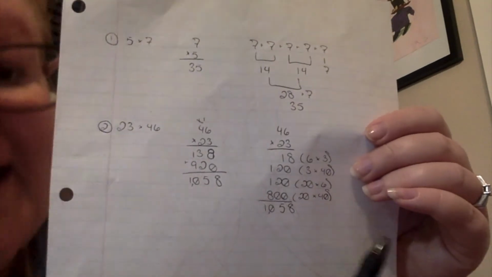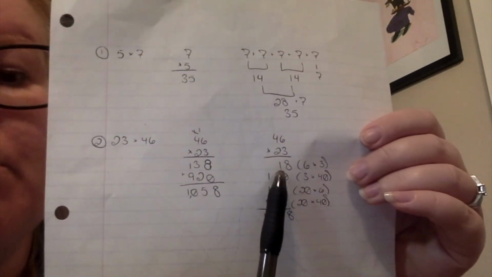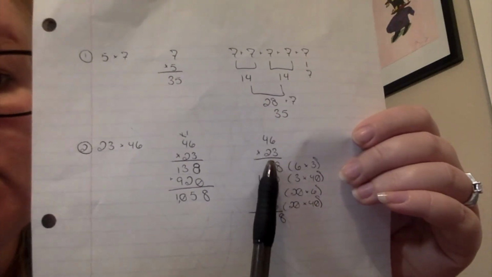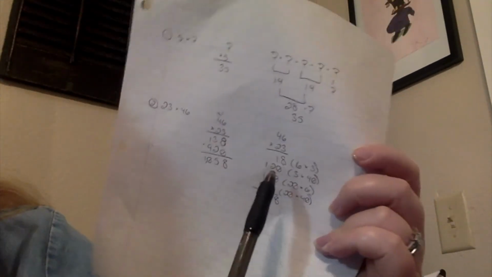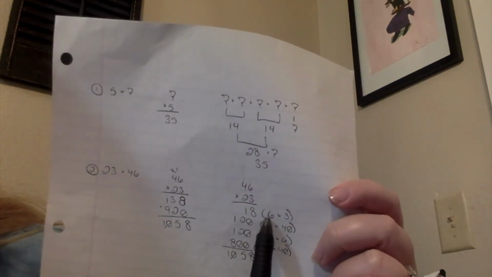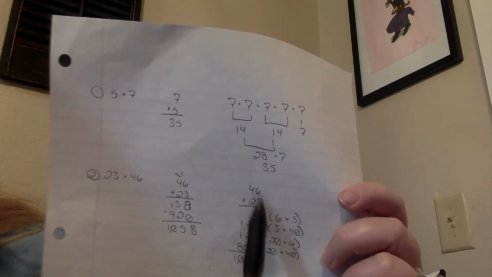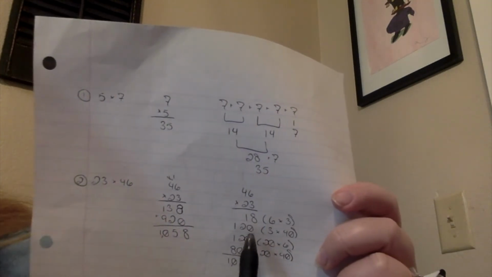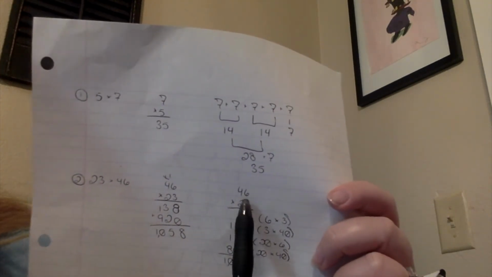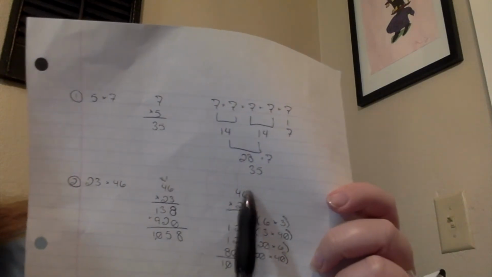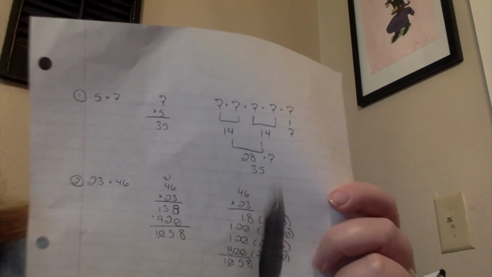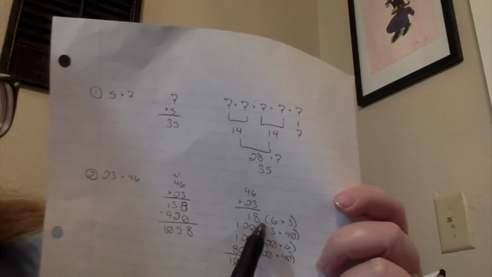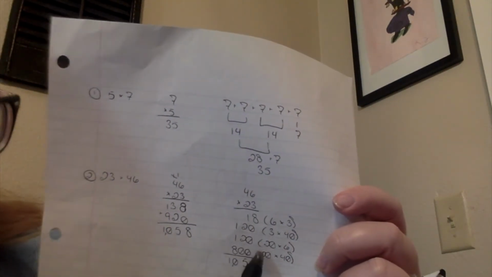So now, what you do here is you simply break it into place value every single time. I have 6 times 3 because I have the ones place multiplied together. Okay, 6 times 3 is 18. Then I have 3 times 40 because I've already dealt with that 6. So I now take the 6 away from 46 and I'm left with 40. So 3 times 40 is 120.